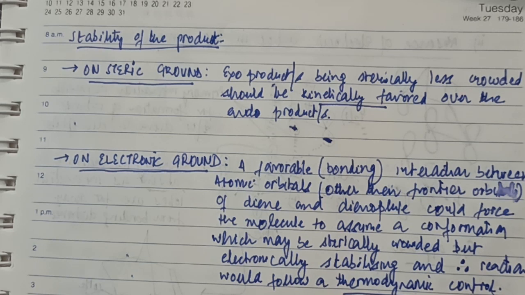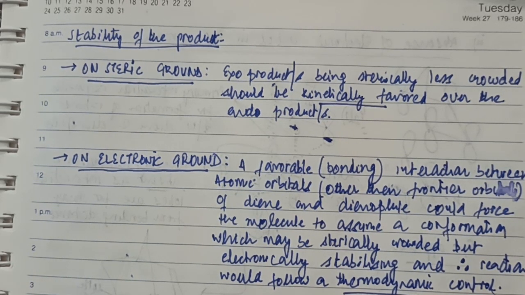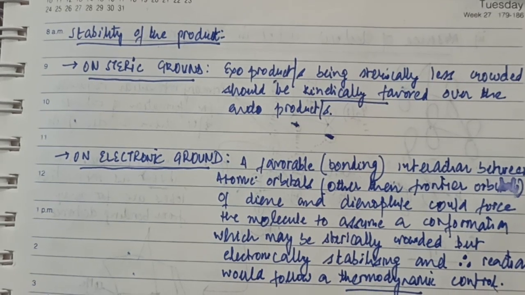And if it will favor or stabilize the molecule, then the molecule will probably lock itself in this kind of a conformation, which is sterically crowded but electronically more stabilizing. If this kind of an orientation is assumed, probably then the endo orientation will take precedence over the exo orientation. To substantiate what I've said, we'll use the FMO approach to explain this orientation.